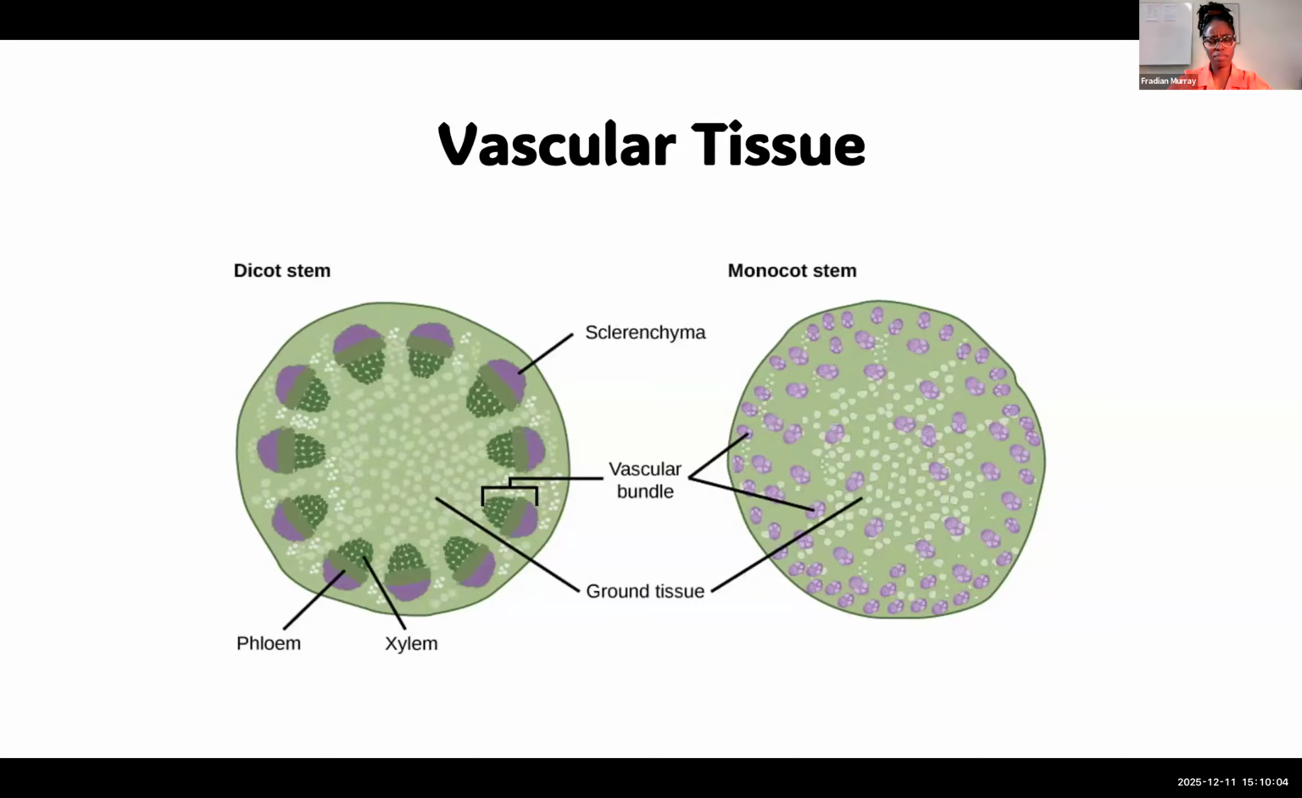Now, if it's taking it up from the soil, that means that the movement through the xylem is going to be from soil upwards. So there's one direction that this water as well as the nutrients which are dissolved in the water, or in solution, are going to move.